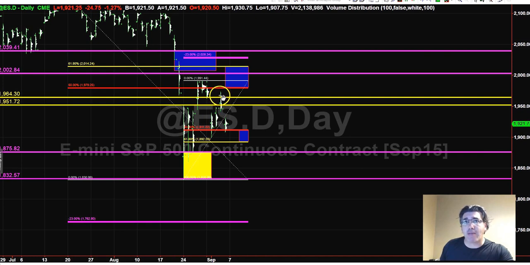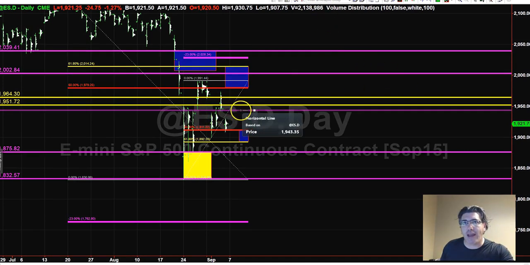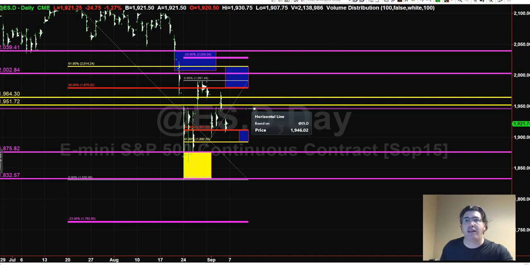We attempted to get back above that 1964 and closed on this bar right here. We closed back below. Then we finally gapped down, right? And we have been unable to penetrate. So I know additionally that I have an open gap sitting at approximately 1946.